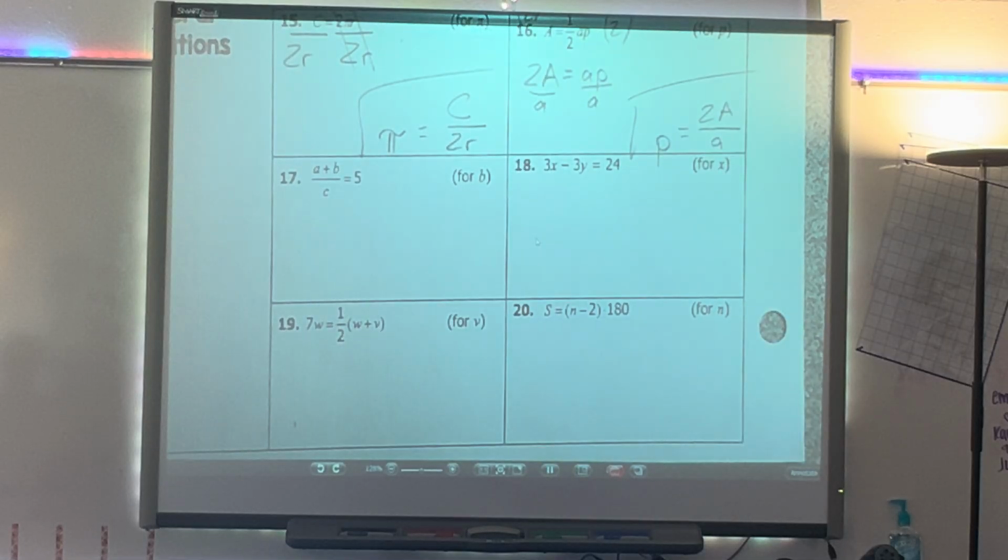This one, I want B, right? B is in the numerator, and I have a fraction, and anytime I have a fraction, or almost always, I want to get rid of that fraction. So the first thing I want to get rid of is C. How do I get rid of it?